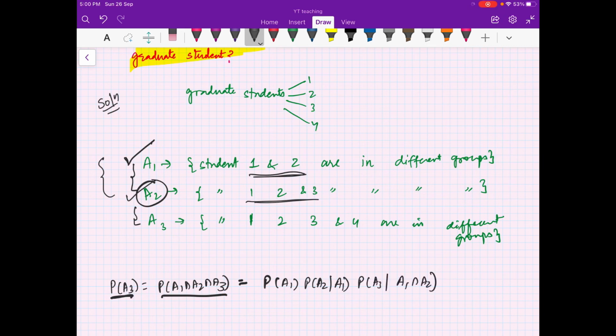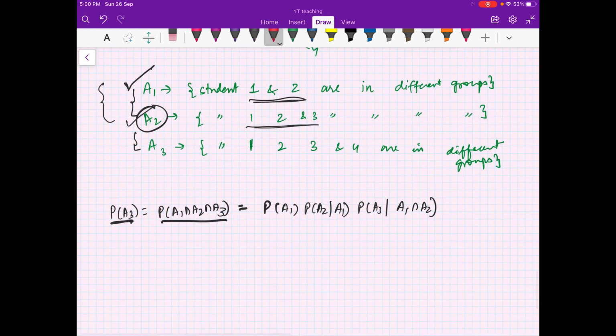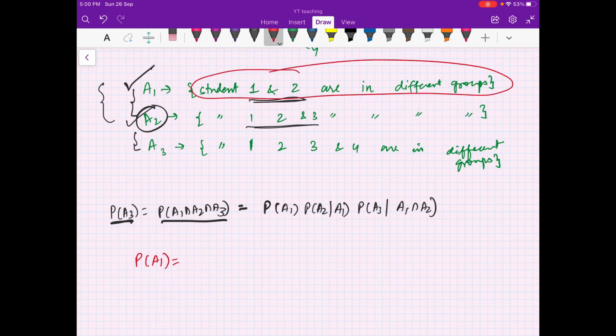Right. Now what is the probability of A1? Can you see what is the probability of A1? You want that student 1 and 2 are in different groups. So you see you have 4 groups, each having 4 slots. If I assign student 1, he can be anywhere, right? So suppose this is the spot for student 1.